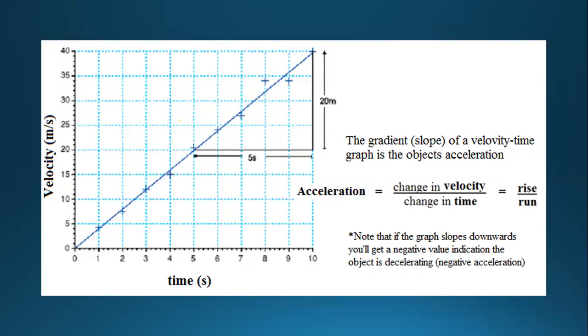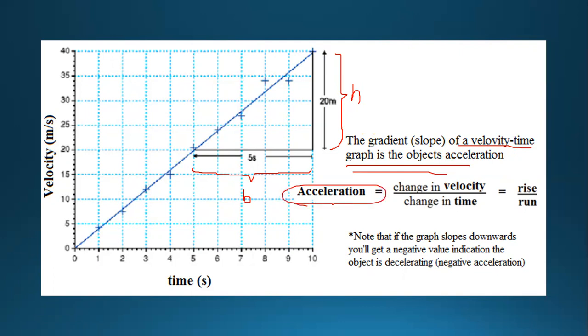तो आपने क्या किया? You draw a straight line and then make a triangle. जब आप एक triangle बनाते हैं, उस triangle के दो parts होते हैं. One of them is known as height and the other one is known as base. ये एक base है और ये आपको height given. So the gradient slope of a velocity time graph is the object's acceleration.